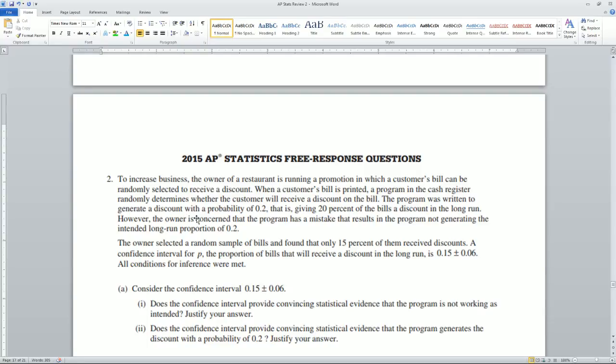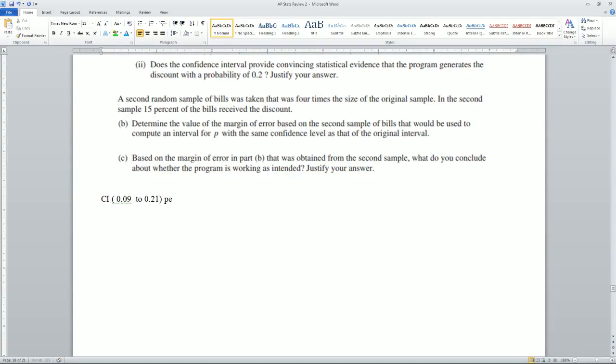What does this represent? The probability of what? The percentage. The interval 0.09 to 0.21 has a chance to capture the actual value of the mean. Okay, what? Say that again.